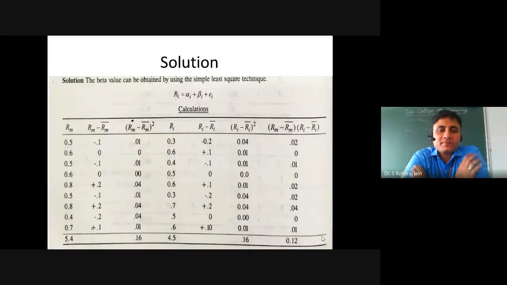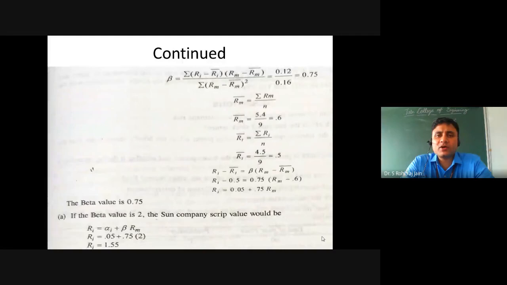I got Rm bar. Then similarly, I do the squaring of the second column, I got the third column. Then Ri, that is the fourth column, whatever they have given in the question, I have listed there. Then Ri minus Ri bar. So what is Ri bar? Summation of Ri divided by N. Next, the sixth column is Ri minus Ri bar whole square. And finally, I multiply Rm minus Rm bar by Ri minus Ri bar. I got the summation of that value to be equal to 0.12. So whatever summation values I have got, I put into the beta formula. So beta is equal to 0.75. Right?